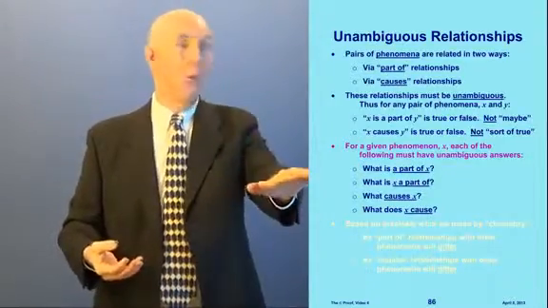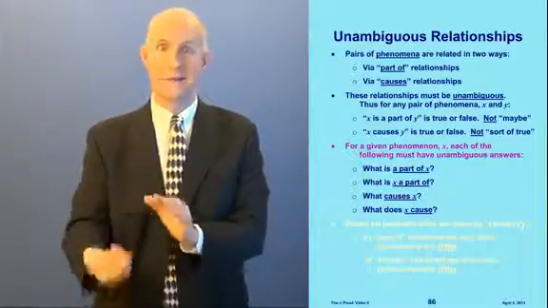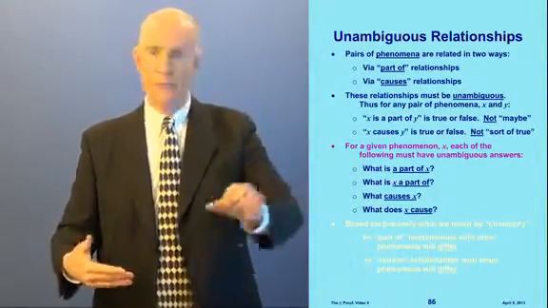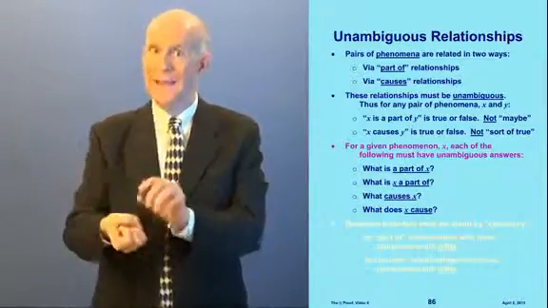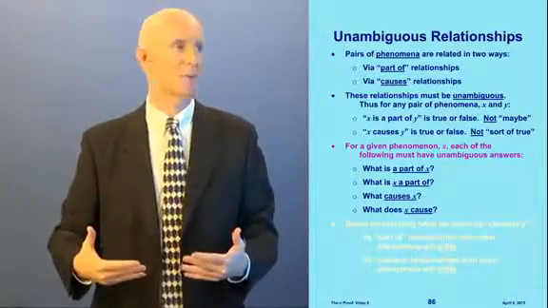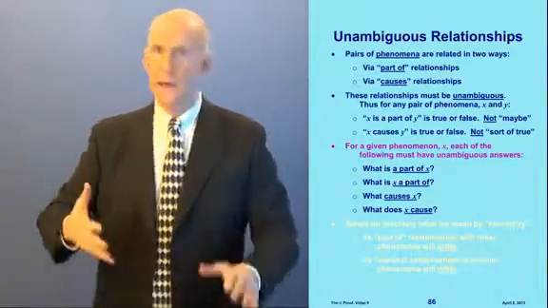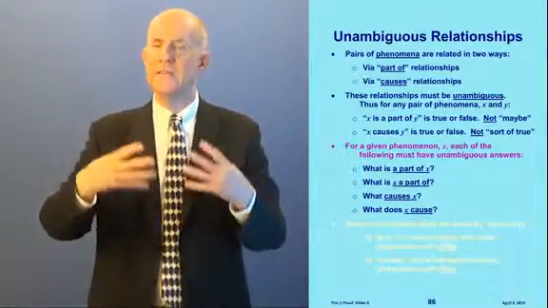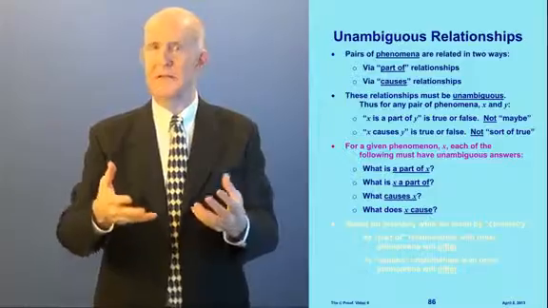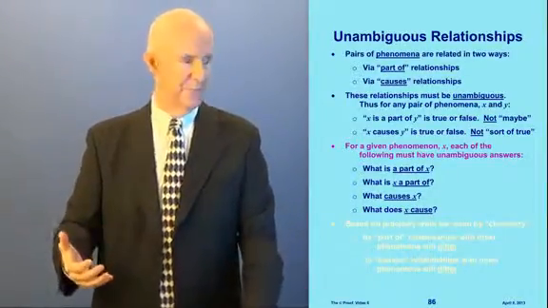What is a part of x? What things are inside of x? And the other way around, what is x inside of? These things have unambiguous answers. Also, what causes x and what does x cause? These things exist in a precise way. What I'm trying to convey here is that our theory is not based on vague things. It's not based on sort-of things and maybe things. It's based on exact phenomena with exact relationships between them.